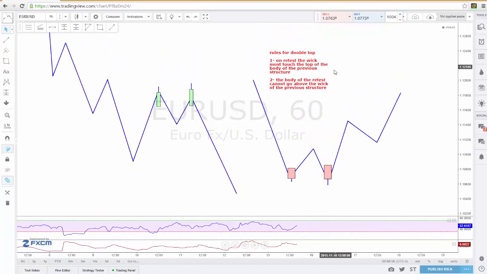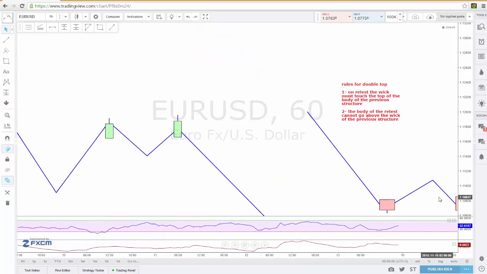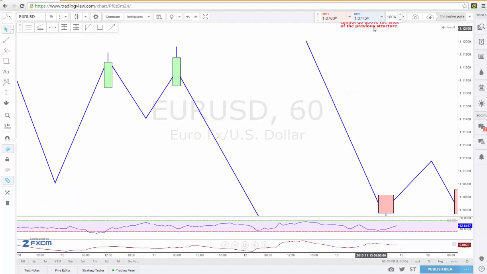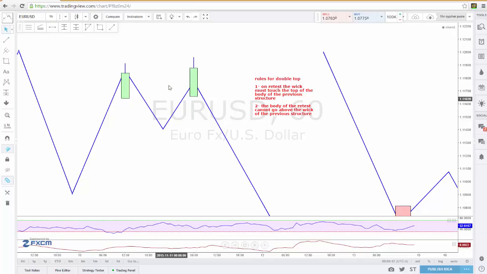Rule number 1 for my double tops is on the retest. This would be the retest, the second move of the double top. Let me zoom in here so you can see a little better. On the retest, second move, the wick must touch the top of the body of the previous candle. So this would be the top of the body. Move the wick out of the way. The top of the body is right here. So this wick must at least touch the top of this body.